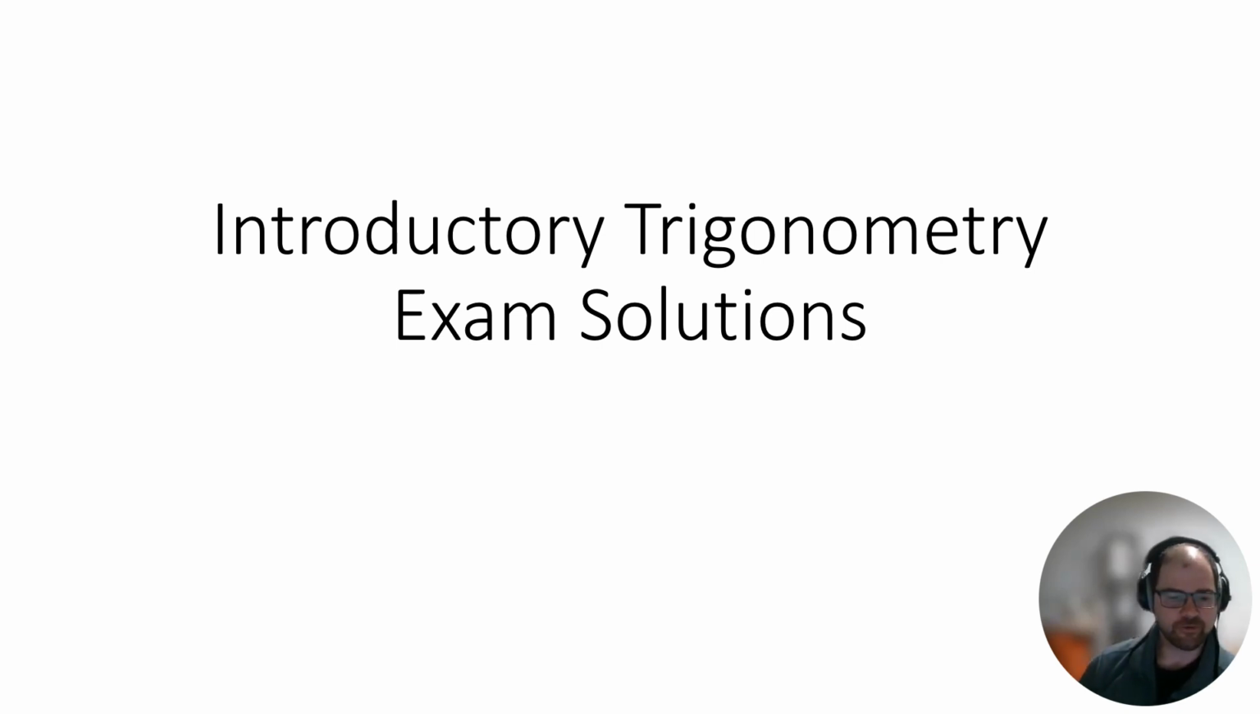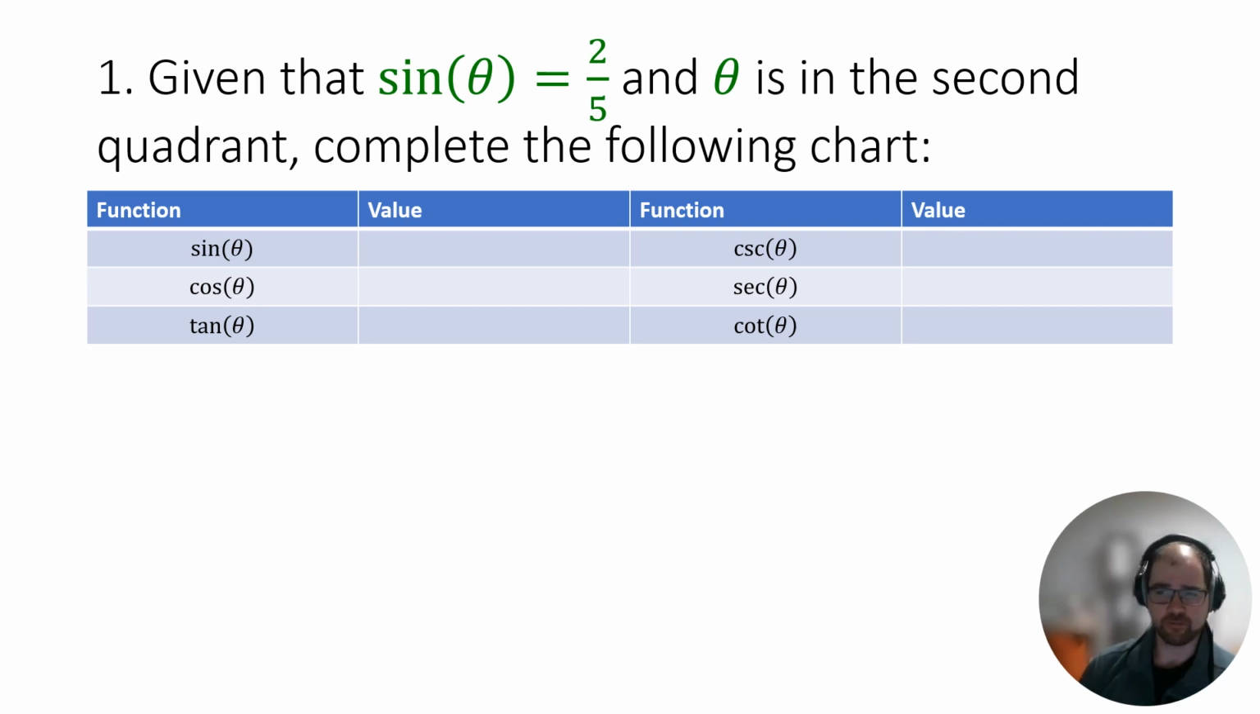All right, let's do some solutions for our practice exam. Given that the sine of theta is 2/5, theta is in the second quadrant, complete the chart. Well, the sine of theta is 2/5, so we're going to go ahead and put that in there. That also means that the cosecant of theta is 1 over that, or 5 over 2.